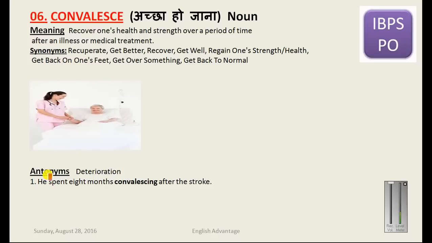Recuperate. Recuperate is a very common word and very important for your exam. Recuperate. Get better. Recover. Get well. Regain one's strength and health. Get back on one's feet. Get over something and get back to normal. It means to recover from the illness. And antonyms for these words are deterioration or worsen.